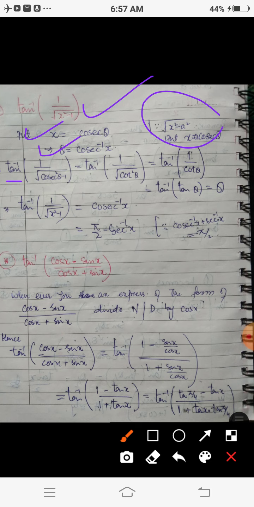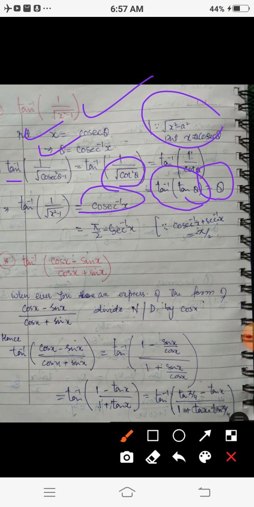So it is tan inverse 1 upon root sec square theta minus 1, which is simply root of tan square theta. Now square and root cancel, it is 1 upon tan theta. Now the reciprocal gives tan inverse of tan theta, which by this composition is simply theta. So tan inverse 1 upon root x square minus 1 is sec inverse x.